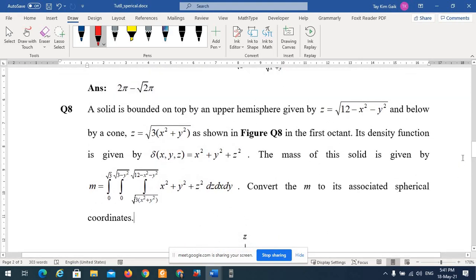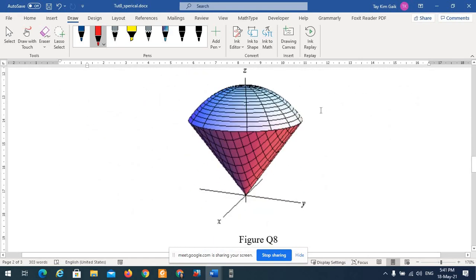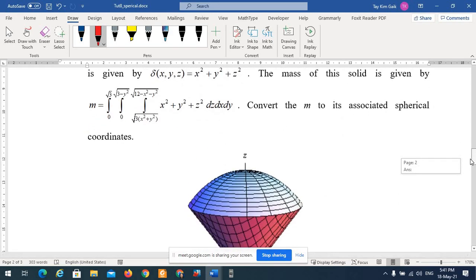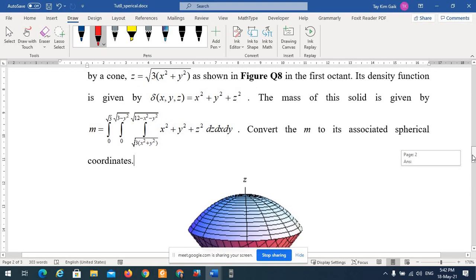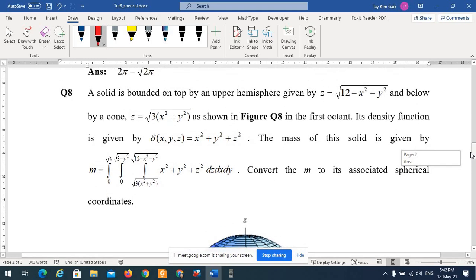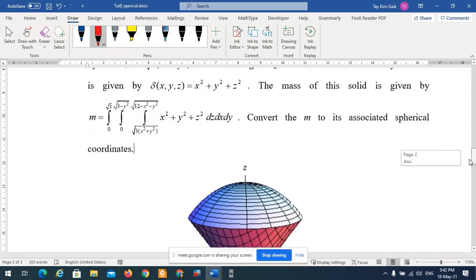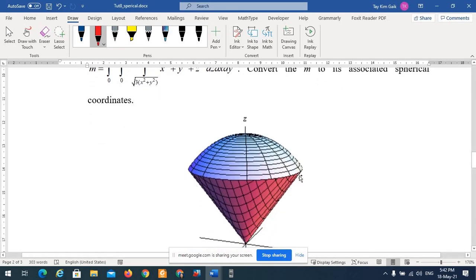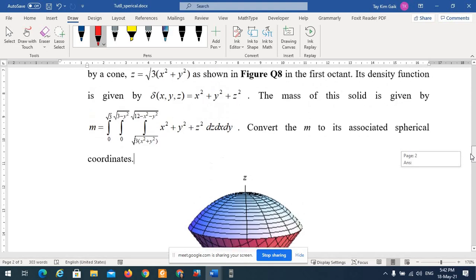No, question 8, I think is also similar. Can you see? Okay, dz. Compared to question 7, this has a slightly different cone equation, so phi is not pi over 4. We have to solve this cone equation. And this one is the mass of a cone. The lower bounding surface is a cone, and the upper surface is the upper hemisphere of the sphere.